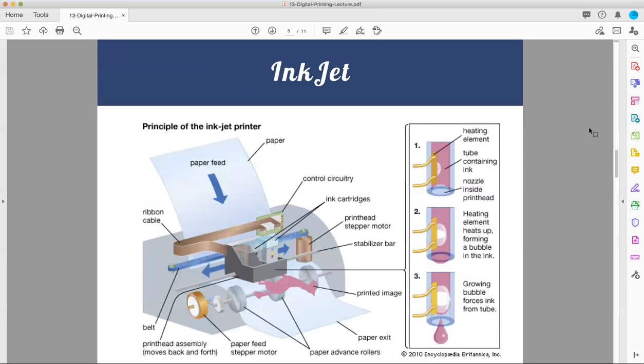Let's talk inkjets. Inkjets are little tiny streams of ink, liquid ink, that spray out onto the paper.